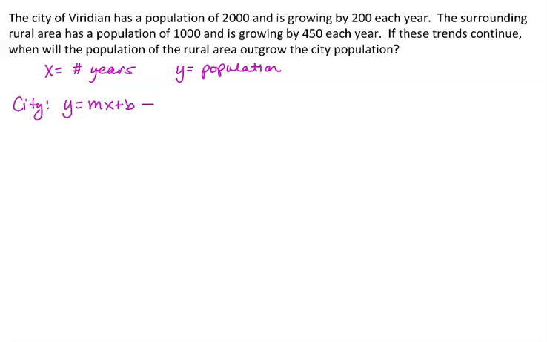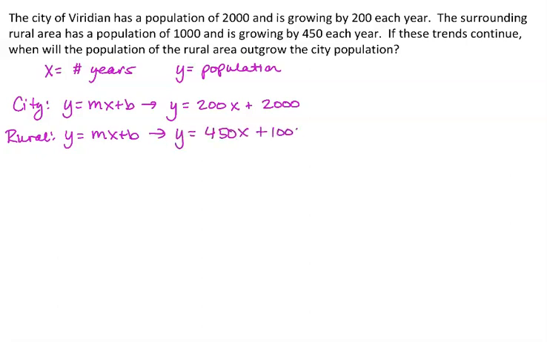So for the city, we're told that the rate of growth is 200 people per year and that the initial population was 2,000. So we can represent that as an equation. The population is equal to 200 times x, the number of years that we've been looking at, plus the initial population of 2,000. We can do that same thing for the rural area, thinking y = mx + b. We're told that the rate of change is 450 per year, and the starting population is 1,000. So we can represent that as y = 450x + 1,000.